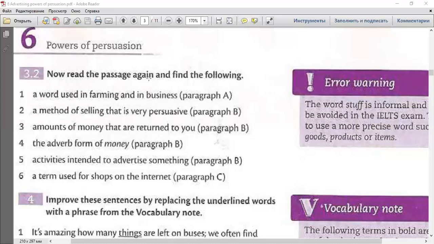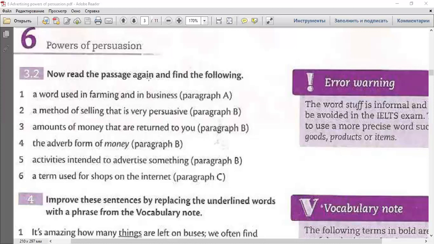All right, so number one, a word used in farming and in business. What is the word? That's to cultivate, okay? Then number 2, a word from paragraph B, a method of selling that is very persuasive. There are 3 words and also an article before it. One word is a compound adjective. That's a hard sell approach, right?